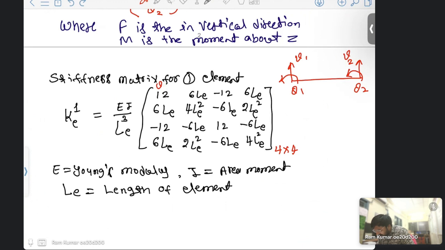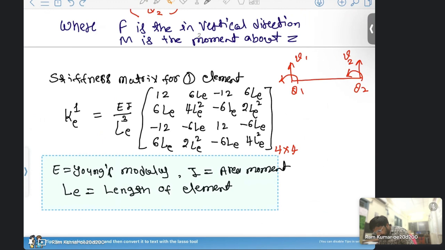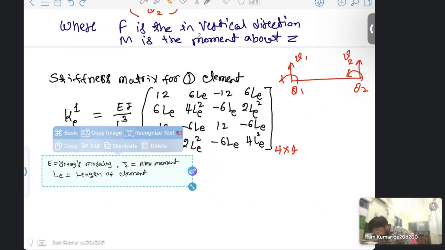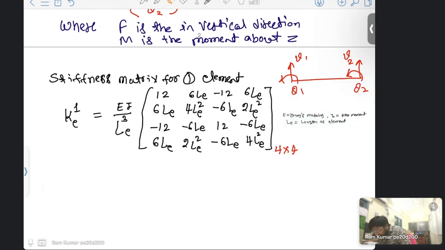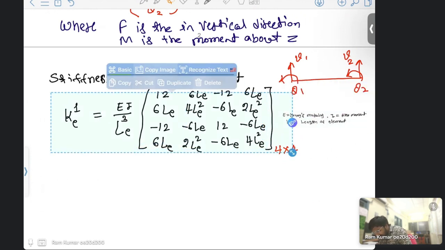Wait 1 minute. I will take this one down. This I will also make very small, not required that much. Take this one there.